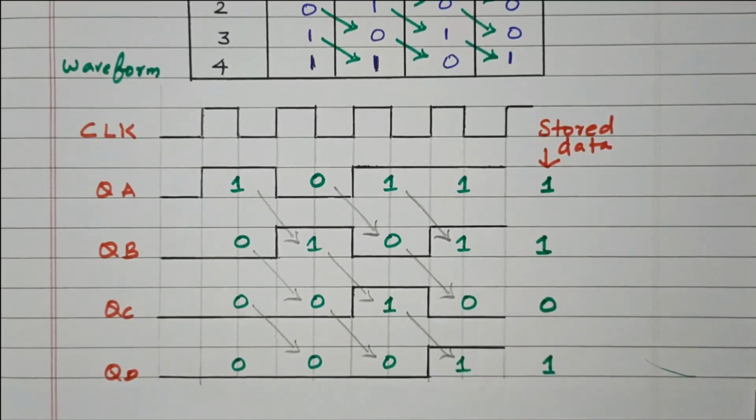So in this video we discussed the serial in parallel out register. We discussed the block diagram. We discussed how the data is transferred. We took the sample data 1, 1, 0, 1 and applied the data one by one, 1, 0, 1, 1. Then we discussed how it is moving, and also the truth table and waveform.